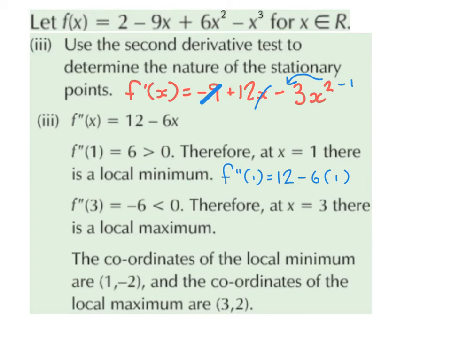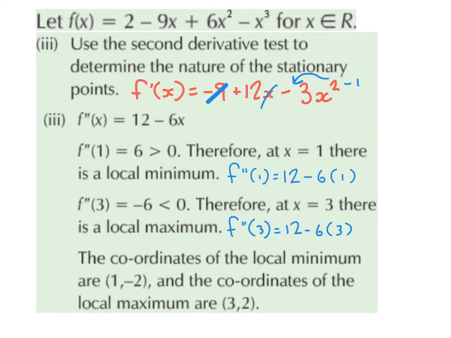So the other x value that we found was 3. So we're going to sub in 3 to our second derivative. So we're going to have 12 minus 6 multiplied by 3, which will give us 12 minus 18, which will give us minus 6, which is less than 0. So at x is equal to 3, there's going to be a local maximum.